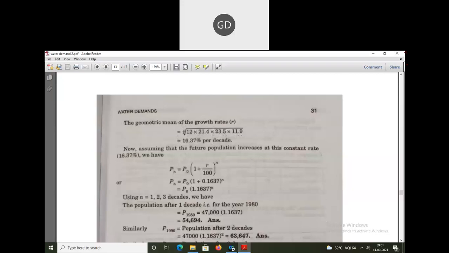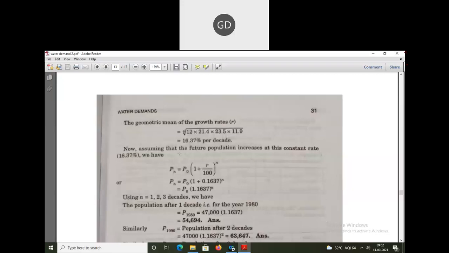After simplification, the answer you have got is 16.37% per decade. So the geometric mean of these growth rates we have got to be 16.37% per decade. Now the value of R, the mean of the growth rates, you have got. So now you have to use the geometric increase method formula, and you need to find the Pn value.